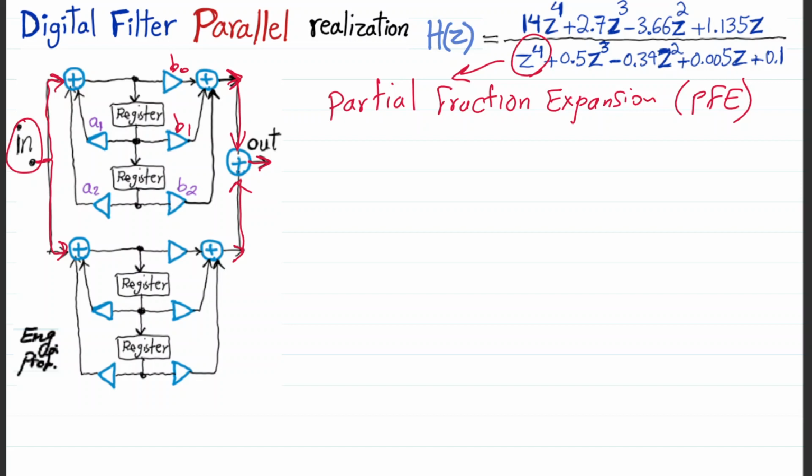1, 0.5, negative 0.39, 0.005 and 0.1. These are just copy pasted, and if I run this, there you go. So you can see that. Let me just switch to Matlab so that you can see it.